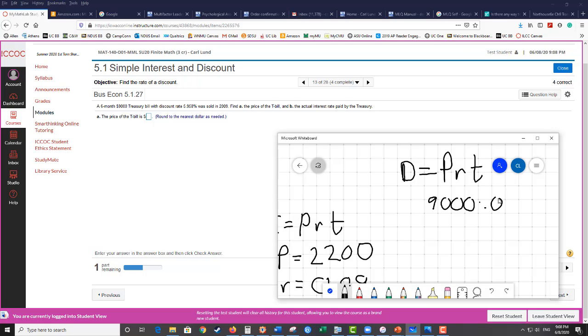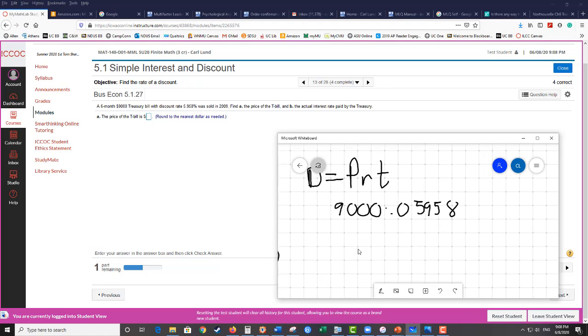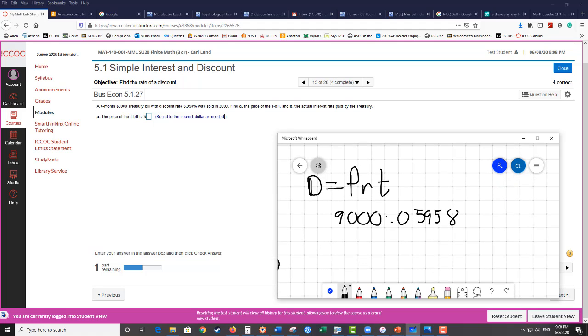So that's going to be 0.05958. And then we're going to multiply that by 6/12 or 1/2, because it's for 6 months' time. You're multiplying all of these together. When I multiply all those together, I get $268.11.